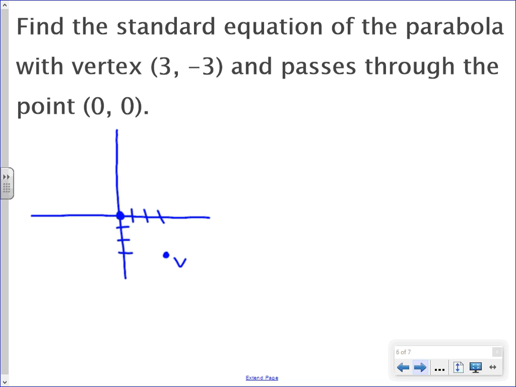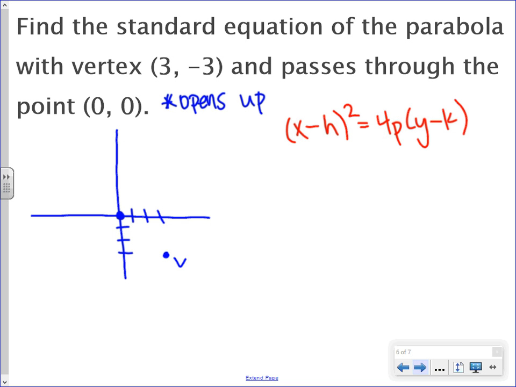I'm hearing this discussion. It opens up. Oh, but hold on, it could also open left. Let's assume that it opens up. We would need to know that. Otherwise, yes, we would have 2 different answers. But let's just go ahead. Let's go that it opens up. Okay? Since it opens up, we need x minus h squared equals 4p times y minus k. Okay? We know for certain that our vertex is at 3, negative 3.